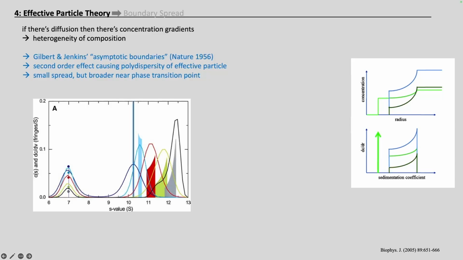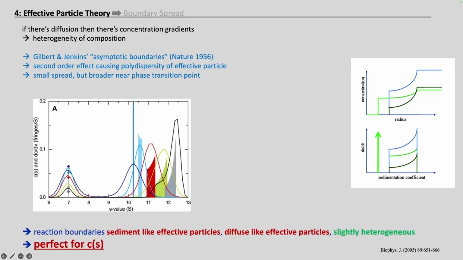And it is important to mention that the overall pattern and S values are highly consistent with our effective particle model. But they provide a shape and they have a polydispersity to them, which constitutes a second-order effect. Although, mostly, they'll produce fairly narrow distributions, except in situations that are close to the phase transition point, when the concentration gradients are maximal. So, in summary, we find that the reaction boundaries sediment like effective particles, diffuse like effective particles, and are slightly heterogeneous.